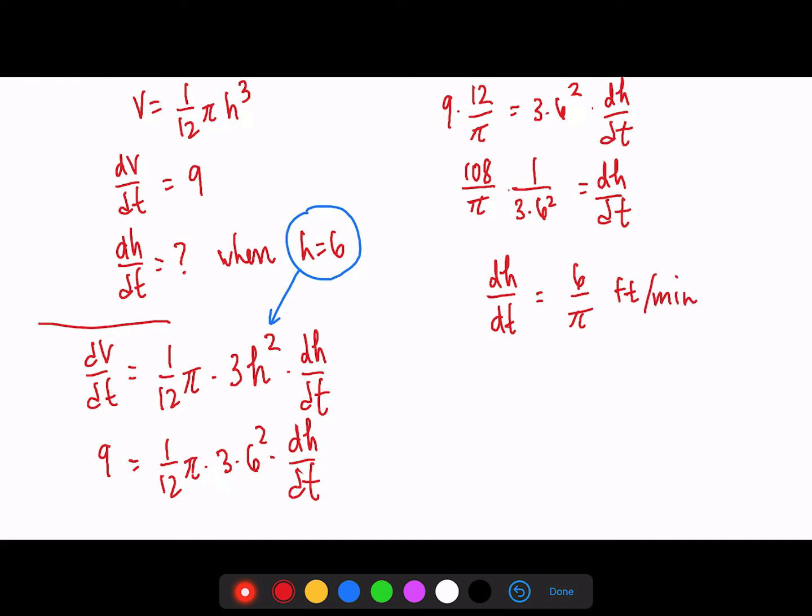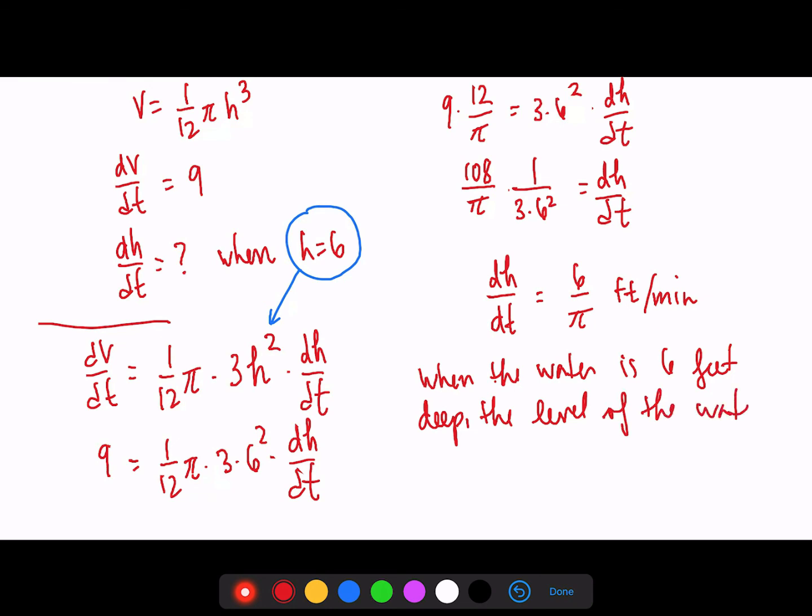Let's write our final answer in the form of a sentence. When the water is 6 feet deep, the level of the water is increasing at a rate of 6 over pi feet per minute. And that's the answer.